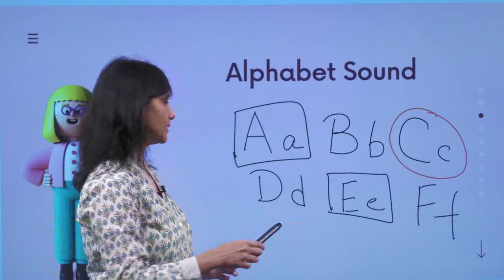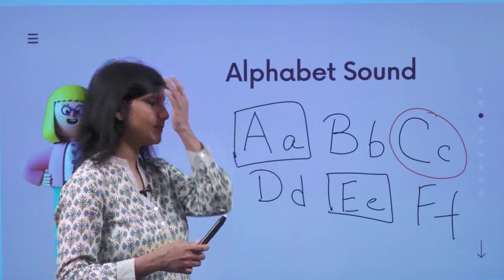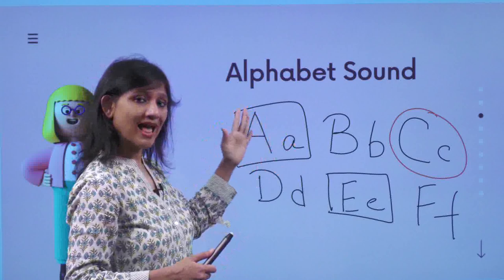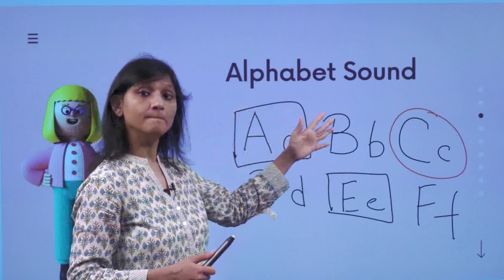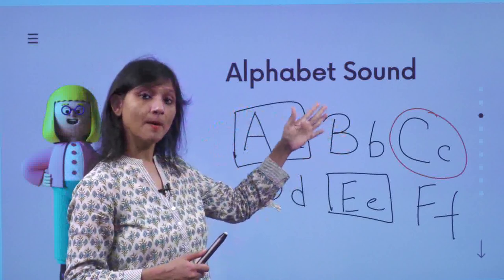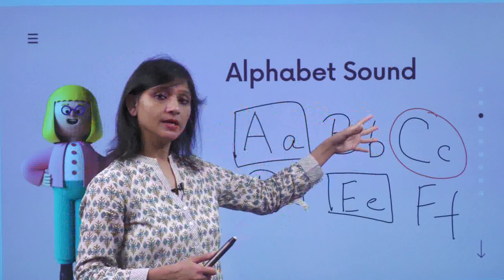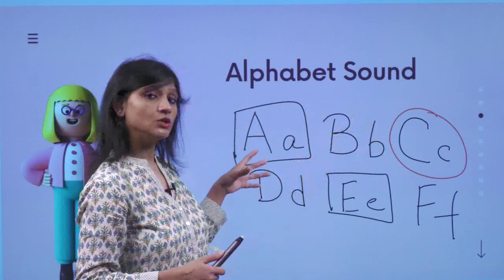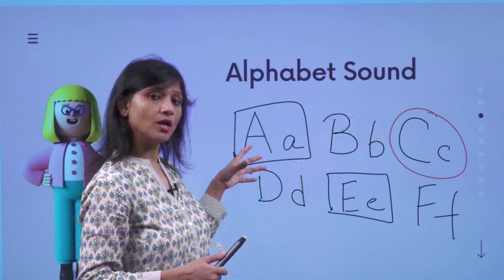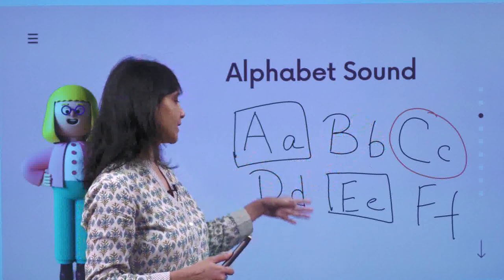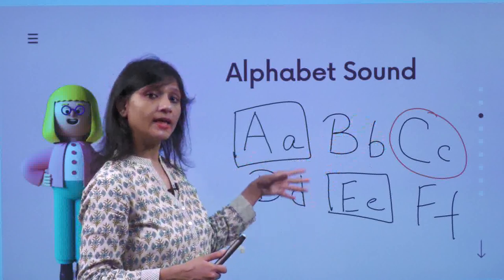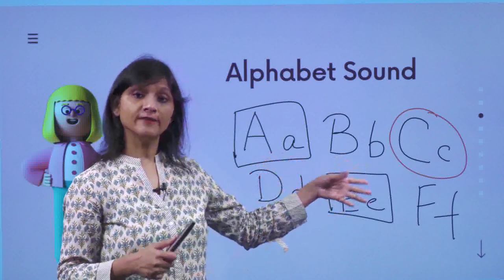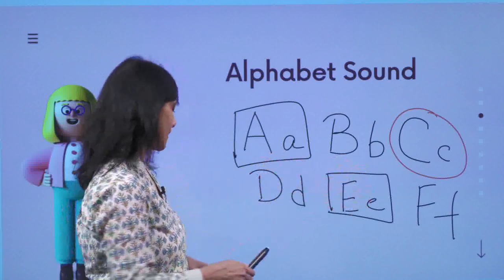Okay, let's do a quick recap. A, a, apple, ant. B, b, bat, ball. C, c, cat, cup. D, d, doll, dog, dam. E, e, egg, elephant. F, fish, fan.